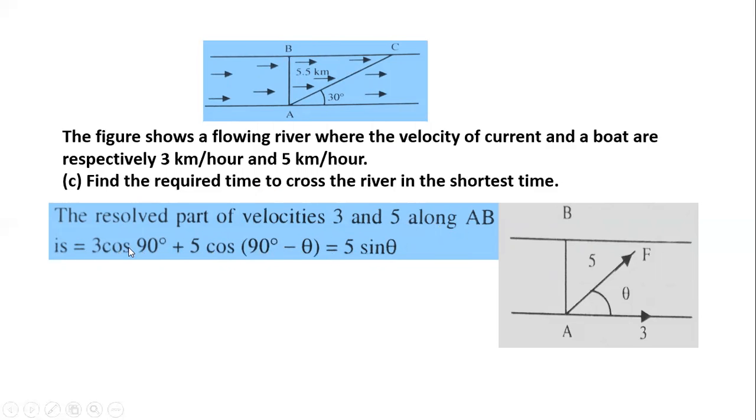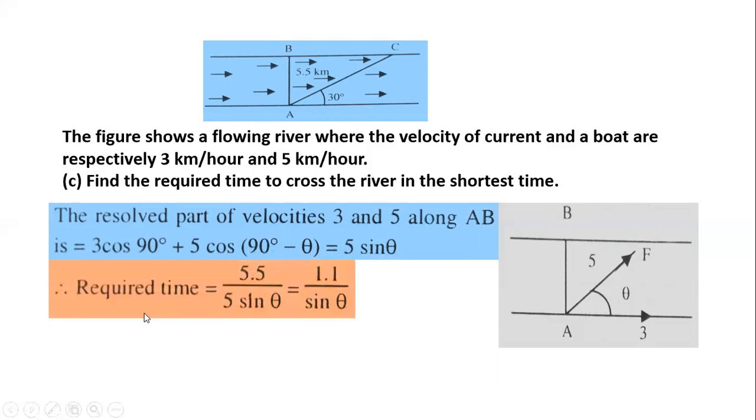Here cos 90 degree means 0. Here cos (90 degree minus theta) equal to sin theta. So finally, boys, we get 5 sin theta. Required time is 5.5 by 5 sin theta, that means 1.1 by sin theta.